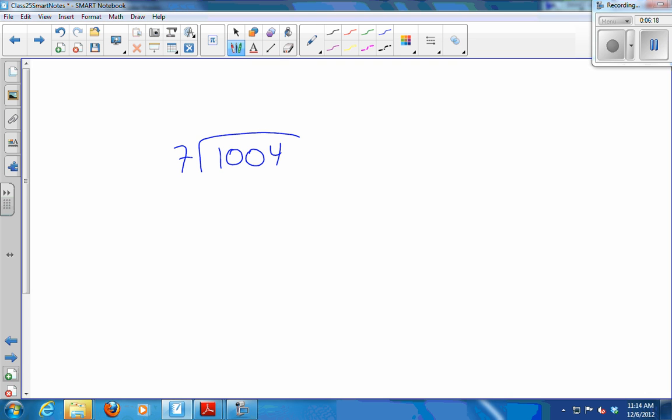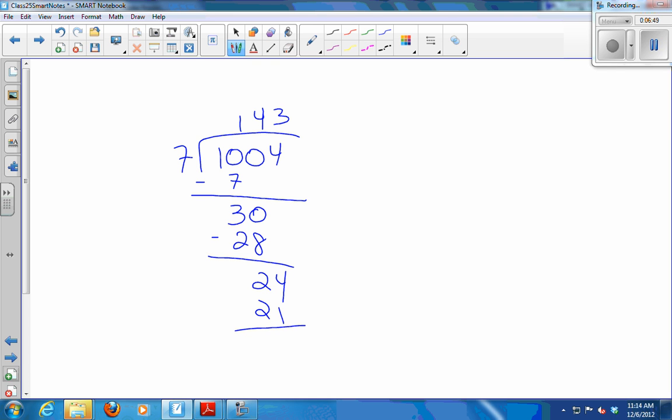We say, okay, well, 7 goes into 10 once. 1 times 7 is 7. Subtract. Everybody remember how to do this? Okay. 10 minus 7 is 3. Bring down the 0. 7 goes into 30 4 times. 4 times 7 is 28, and subtract. And 7 goes into 24 3 times. 7 times 3 is 21. And 3 is my remainder. Okay.